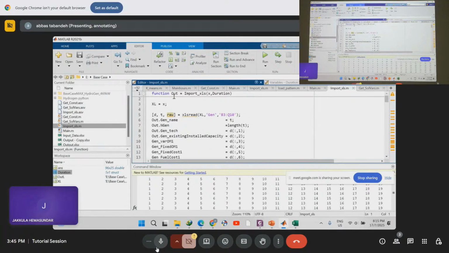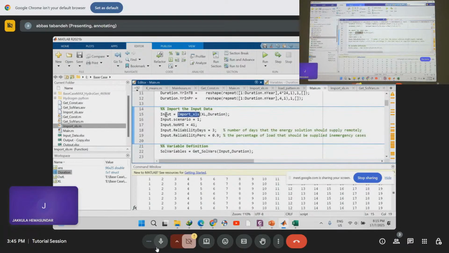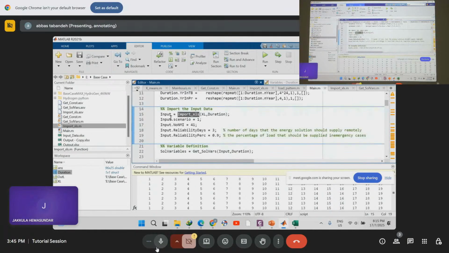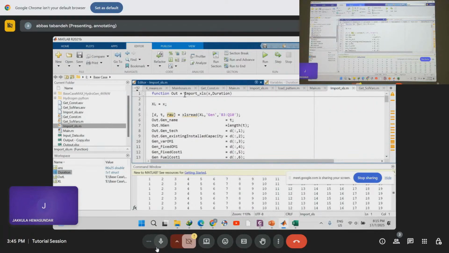As you can see, the function is returning a parameter. We call it output. Output is actually this input. When it comes out of this function, they will be saved in the input parameter that we have defined. However, in this function, this is import XLS. This is X or XL that we have defined, and duration.